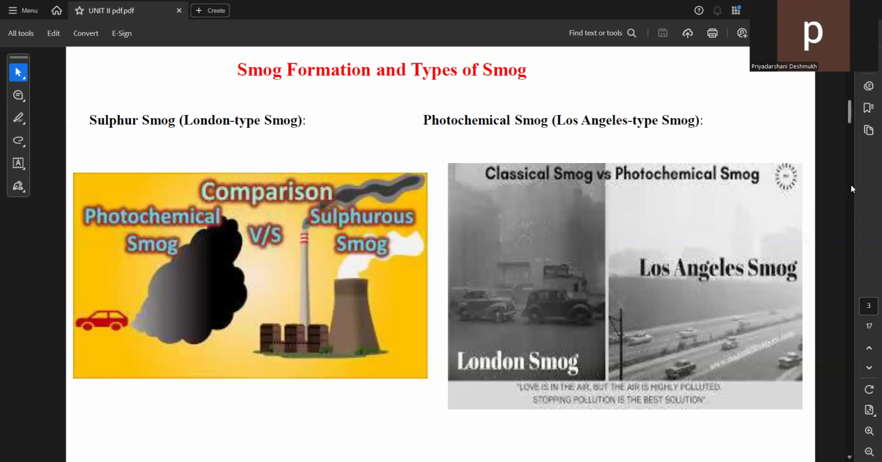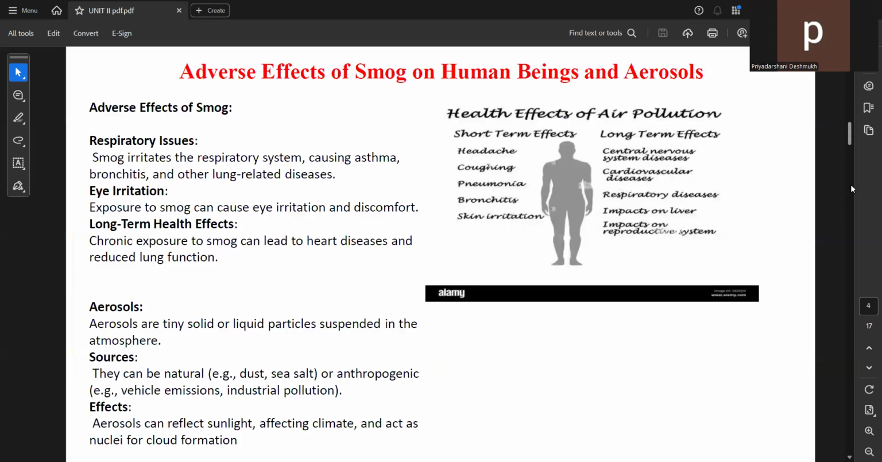Now, the next topic that we are going to study in this is the adverse effect of the smog on human beings and the aerosols. Now, what are the adverse effects? As the diagram is showing, we can easily see the adverse health effects due to the air pollution or the smog. It causes respiratory tract itching, headache, coughing, pneumonia, meaning an asthma type of attack. Skin irritation is the main one. Then the central nervous system diseases.